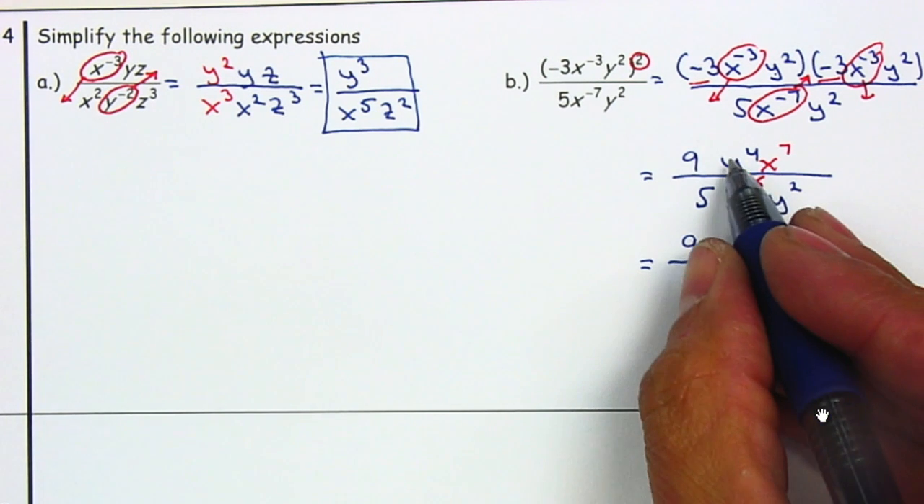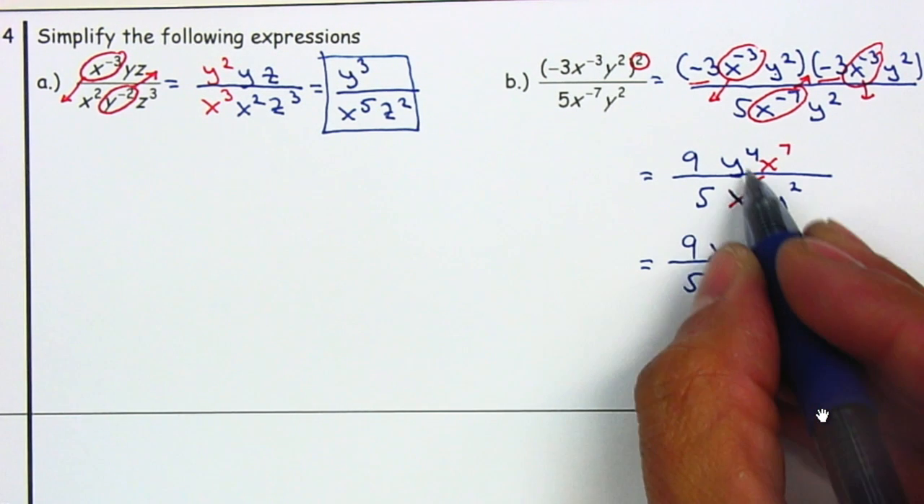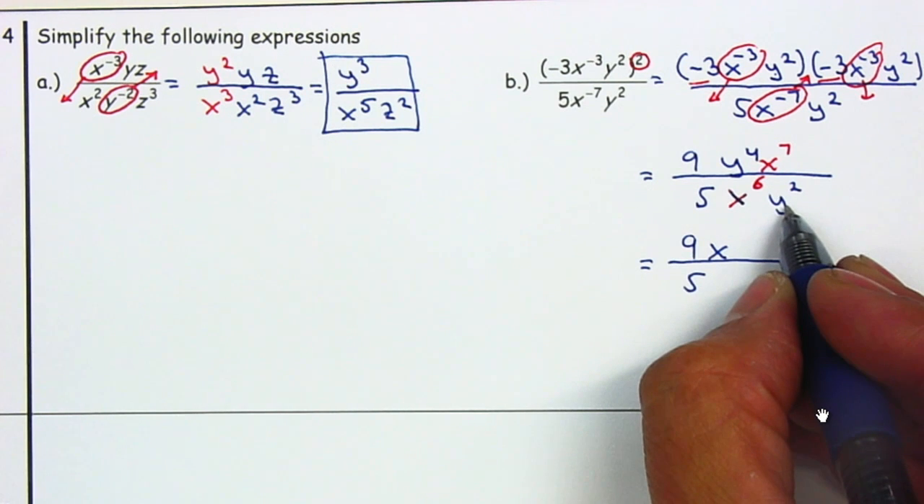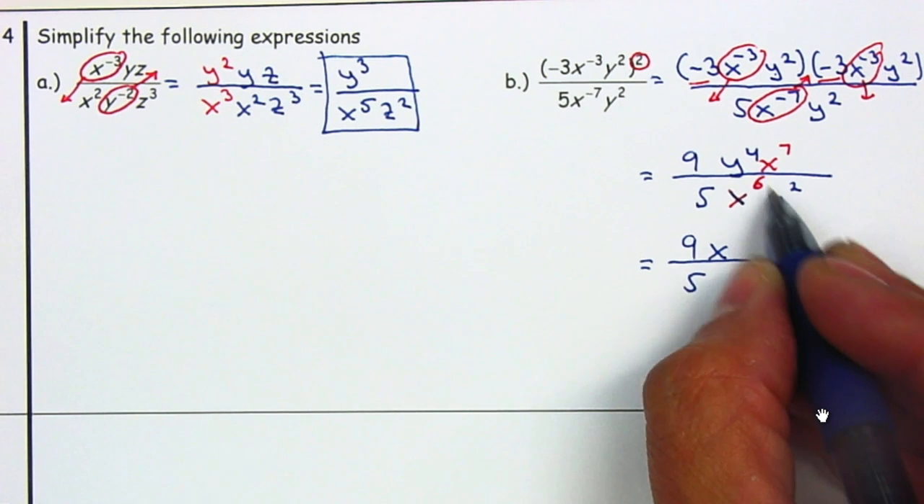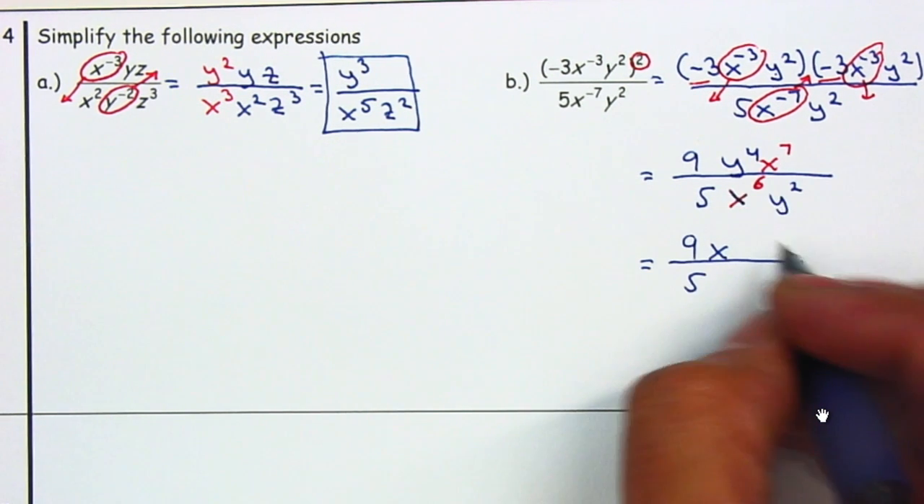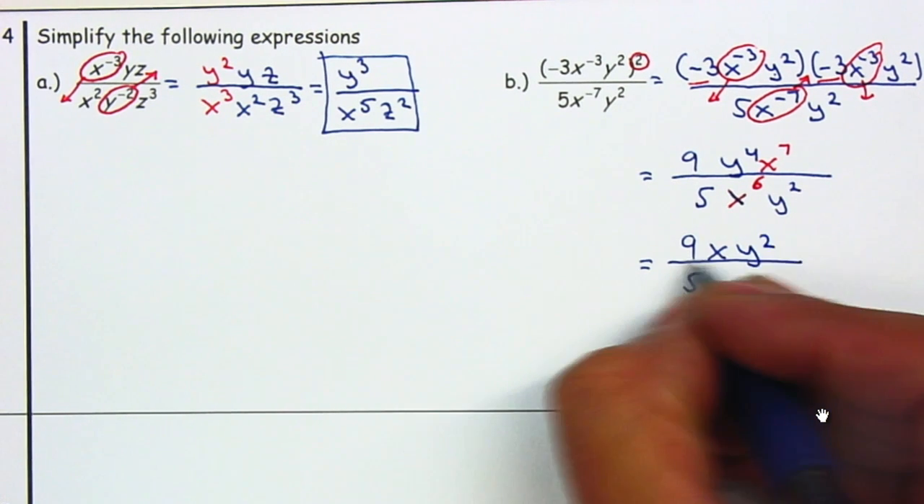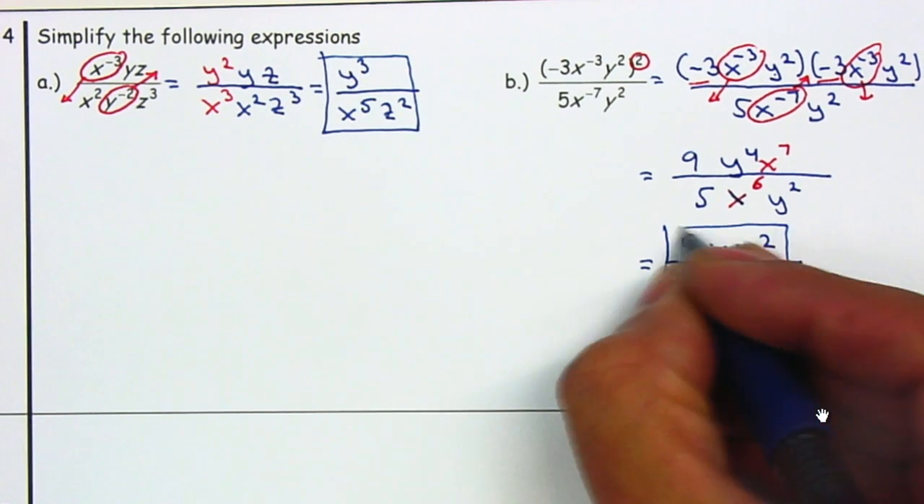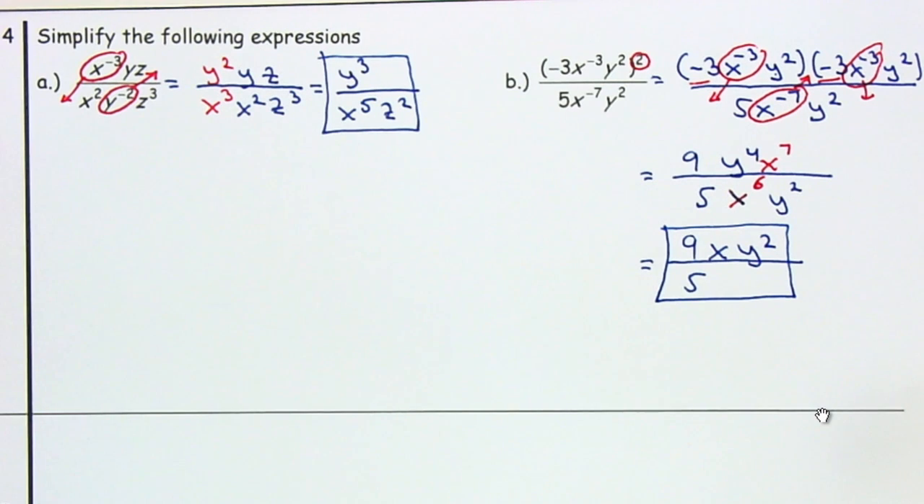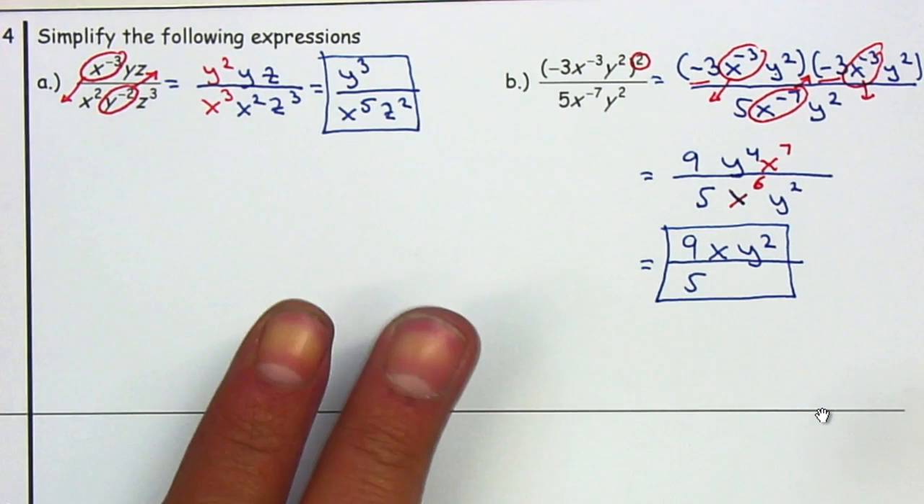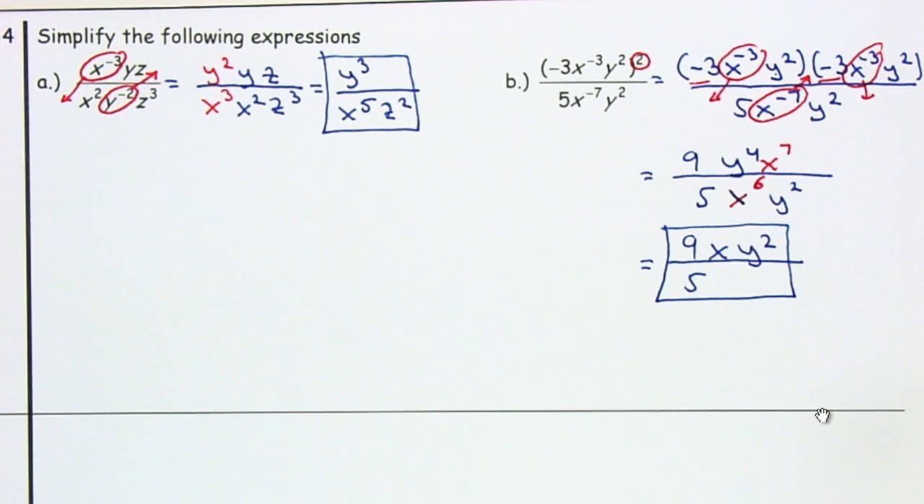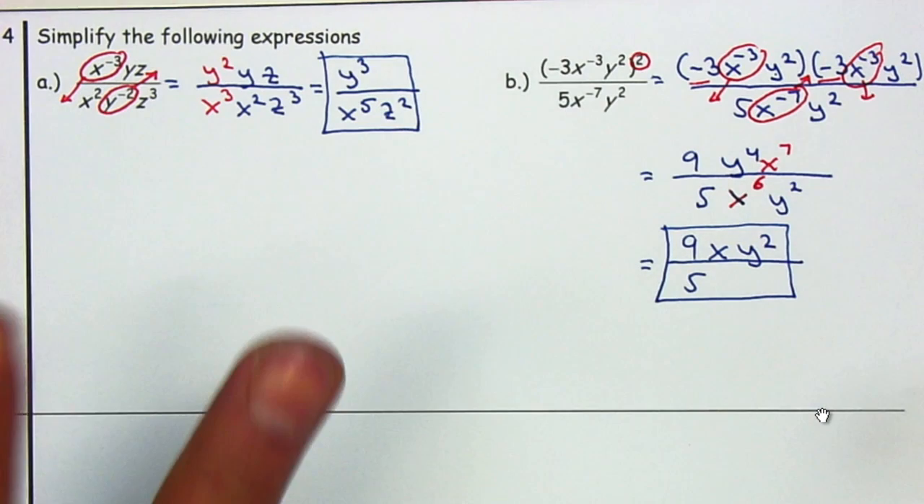The y's. How many y's are on top? 4. How many on the bottom? 2. How many cancel? 2. How many are left over? 2. And that's it. Now go ahead and start working on your objective met. Go ahead and pause it. Work on your objective met, and once everybody's done, then we can review it. Go ahead and pause it.